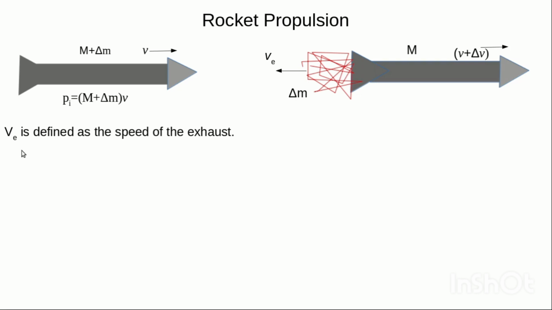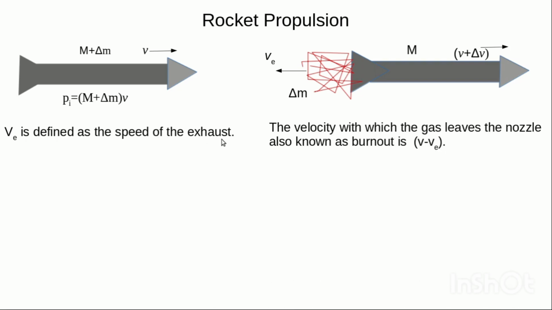Now let's define the new parameters that we have. Our ve is defined as the speed of the exhaust. We also have that the velocity with which the gas leaves the nozzle, also known as burnout, is the v here, which is this v minus the velocity of the exhaust, because this one moves in this direction, this one moves in this direction. So the relative velocity of the burnout is given by v minus ve.